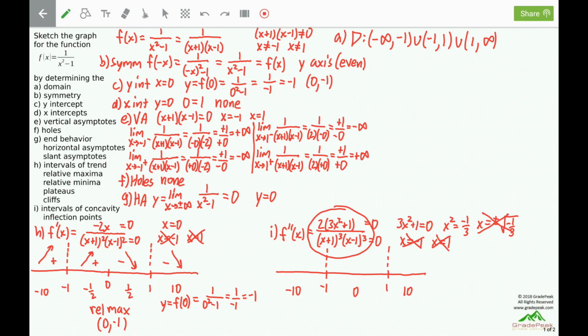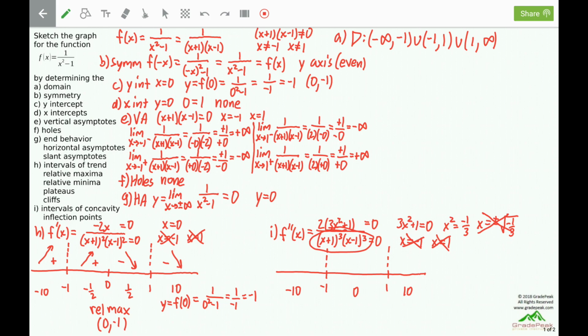A couple things about this. In the numerator, we have a term of 3x squared, an even power of x, and then it's added to 1, so that will always be a positive number. And then it's multiplied with a positive 2, so the entire numerator is positive and will not affect whether the second derivative is positive or negative. So the only portion that matters is the denominator. Since each of those are raised to an odd power, they can be positive or negative.